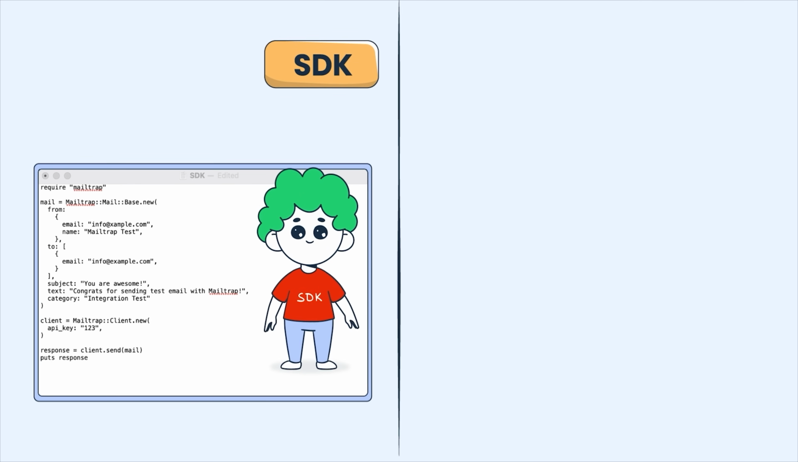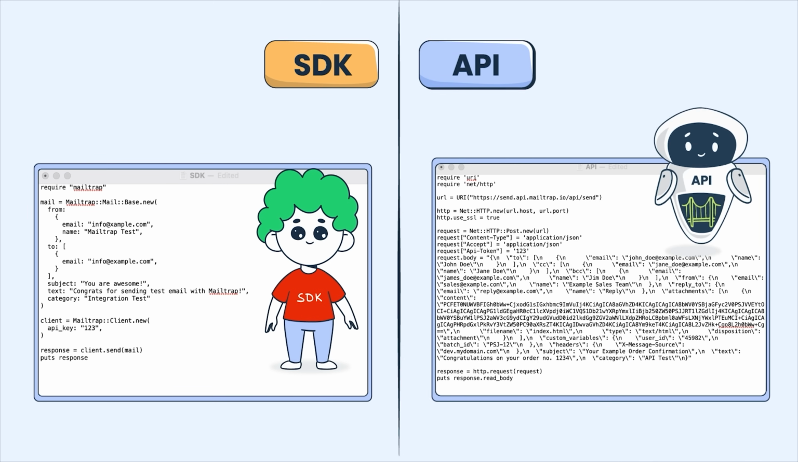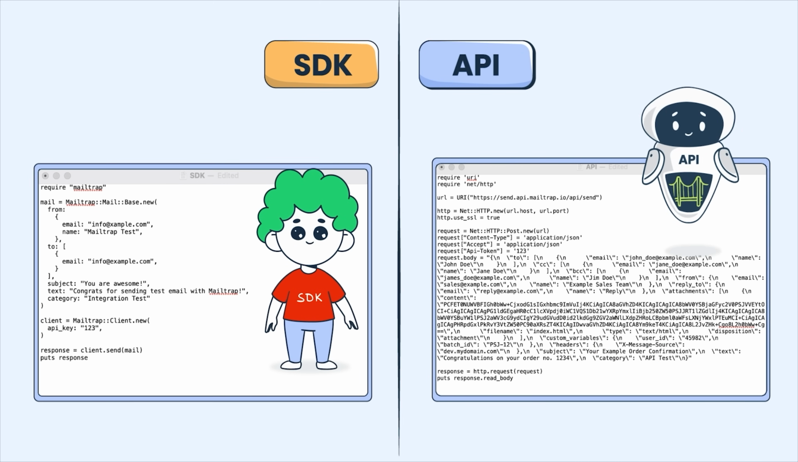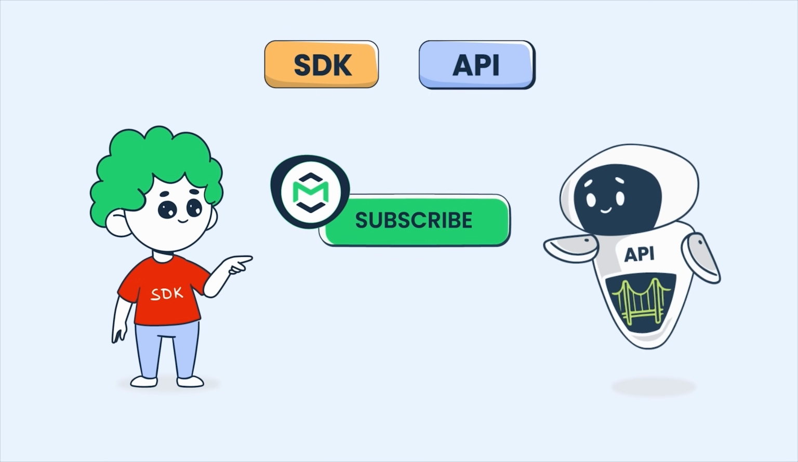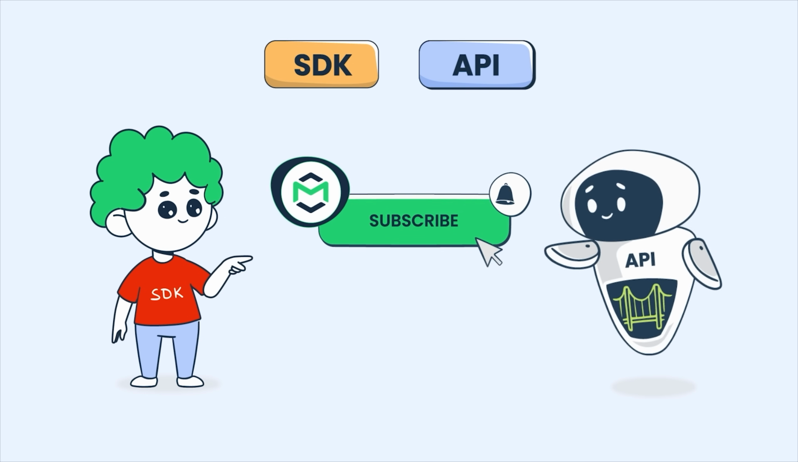Let's compare Mailtrap Ruby SDK and a direct HTTP API request you'd make in Ruby to send emails with Mailtrap Email API.